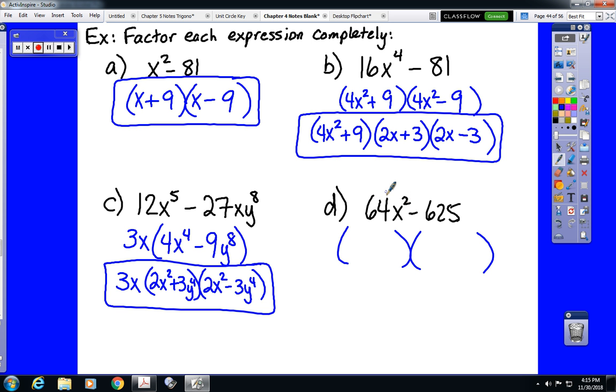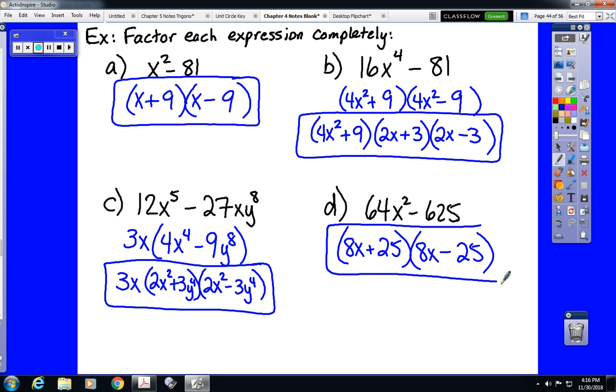The square root of 64x to the second is 8x. So we have an 8x for the first term in each set of parentheses. One's a plus, one's a minus. And the square root of 625 is 25. Hopefully, you knew that already because you've been studying your perfect squares that I asked you to memorize up to 25 squared. That's done because 8 is not a perfect square. So even though it's subtraction, and even though 25 is a perfect square, 8 is not. So this is not a difference of two perfect squares. And this is a sum, so it's not even a difference, let alone a difference of two perfect squares.